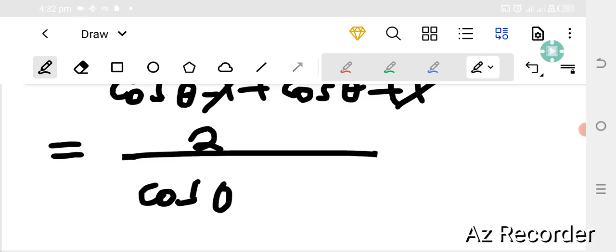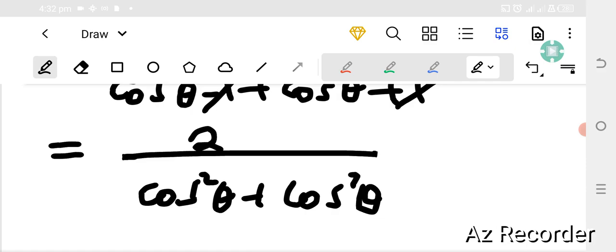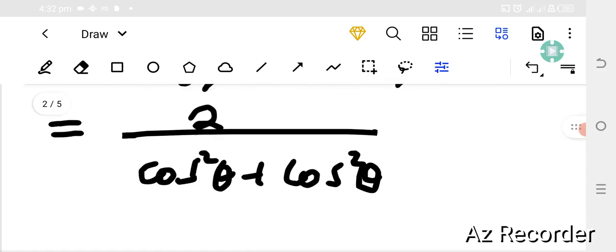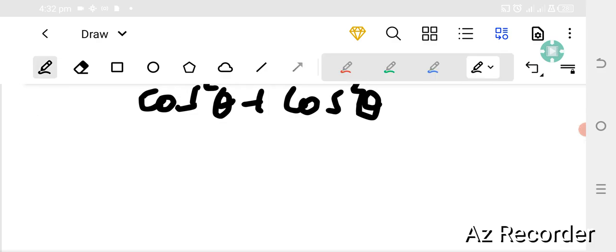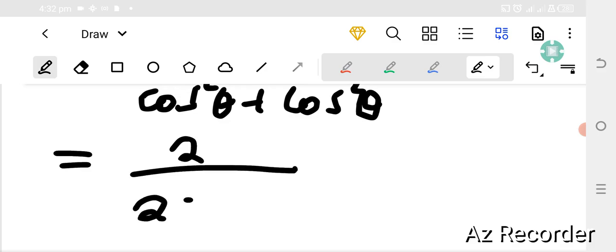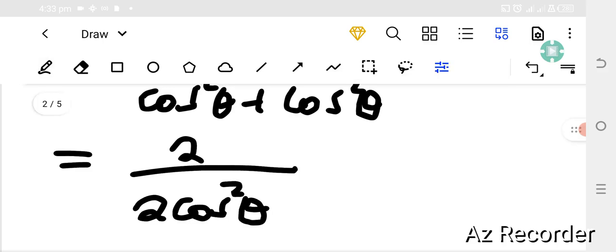Let's write it better. Cos theta squared plus cos theta squared. Then cos theta squared plus cos theta squared is the same as what? That is the same as 2 cos theta squared. So I'm going to put it 2 divided by 2 cos theta squared.